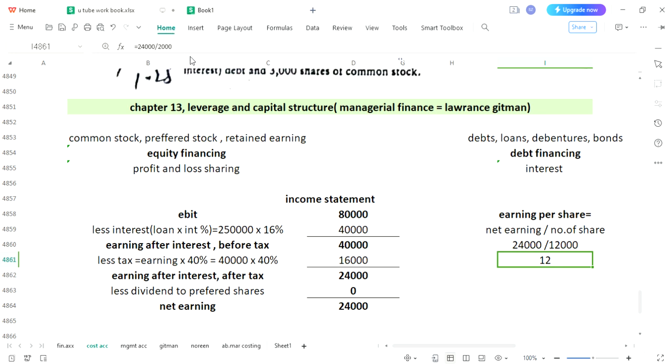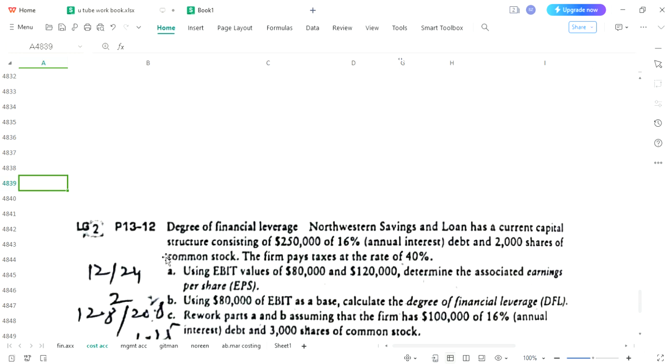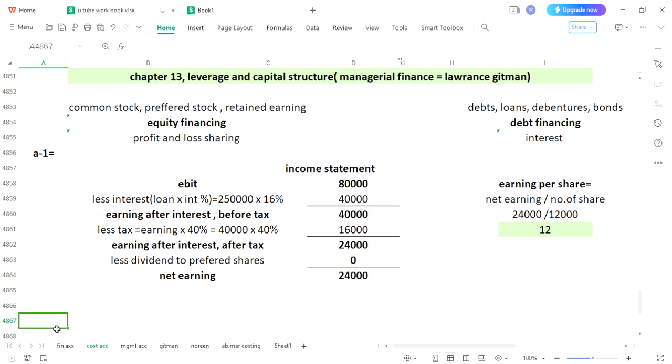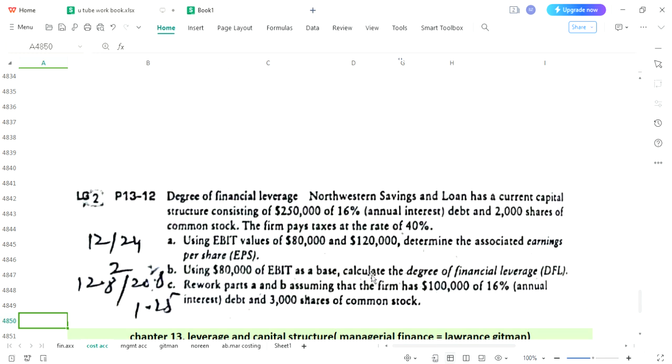We have completed part 1, and this was A part, A1 part. So A first part has been calculated and now we will be calculating AB part where we are required to use second EBIT which is 1,20,000.